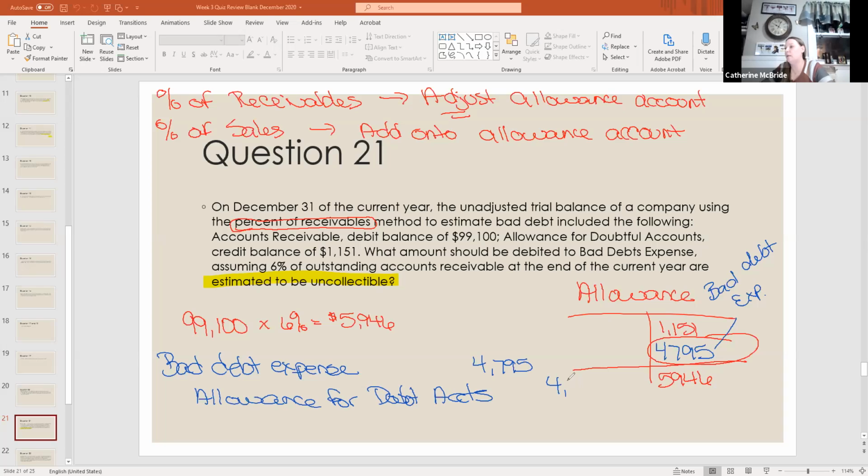what I've done is now on my income statement, I'll have bad debt expense. And on my balance sheet, my allowance for doubtful accounts will be $59.46. Because when I'm looking at all of the receivables, which is the 99,100, I think that my total for my allowance account should be 5,946.